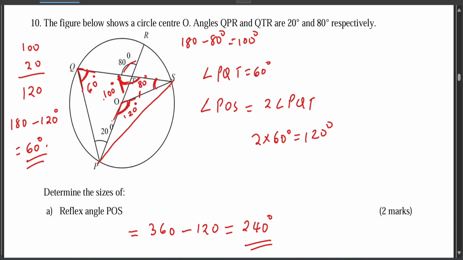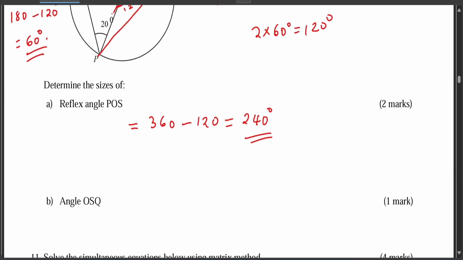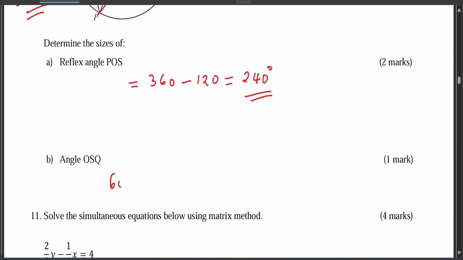So if this is 120, obviously this one should give you 180 minus 120, giving you 60. So TOS is a triangle, and angles in a triangle add up to 180. So therefore, let's just take 60, add 80 to give you 140 degrees. Then 180 minus 140 will give you 40 degrees, and basically that is your answer. Okay.